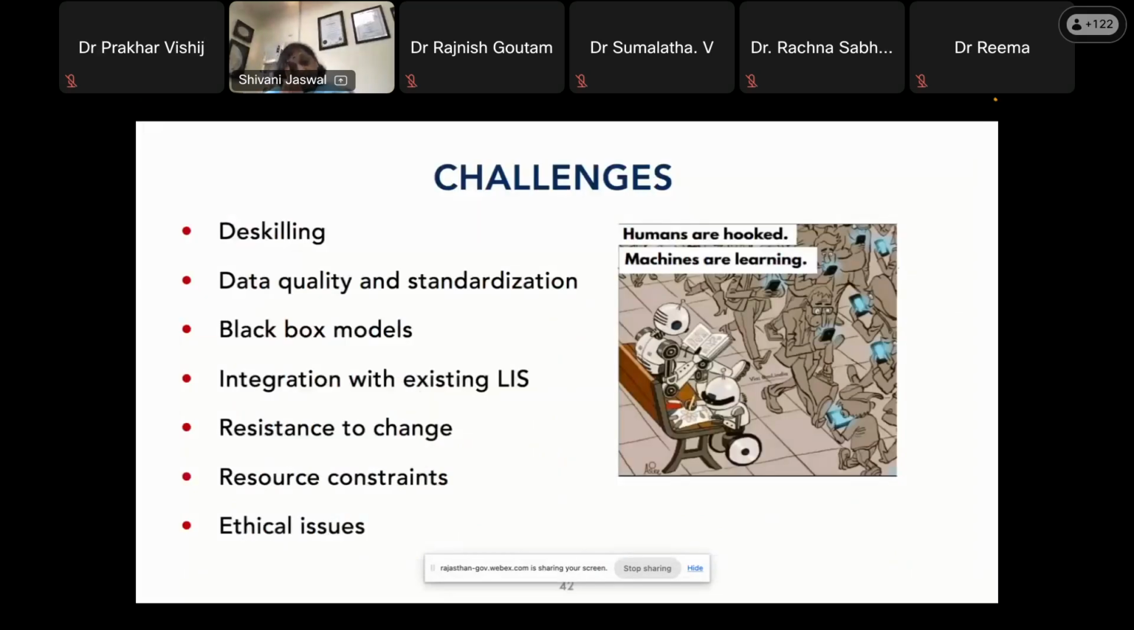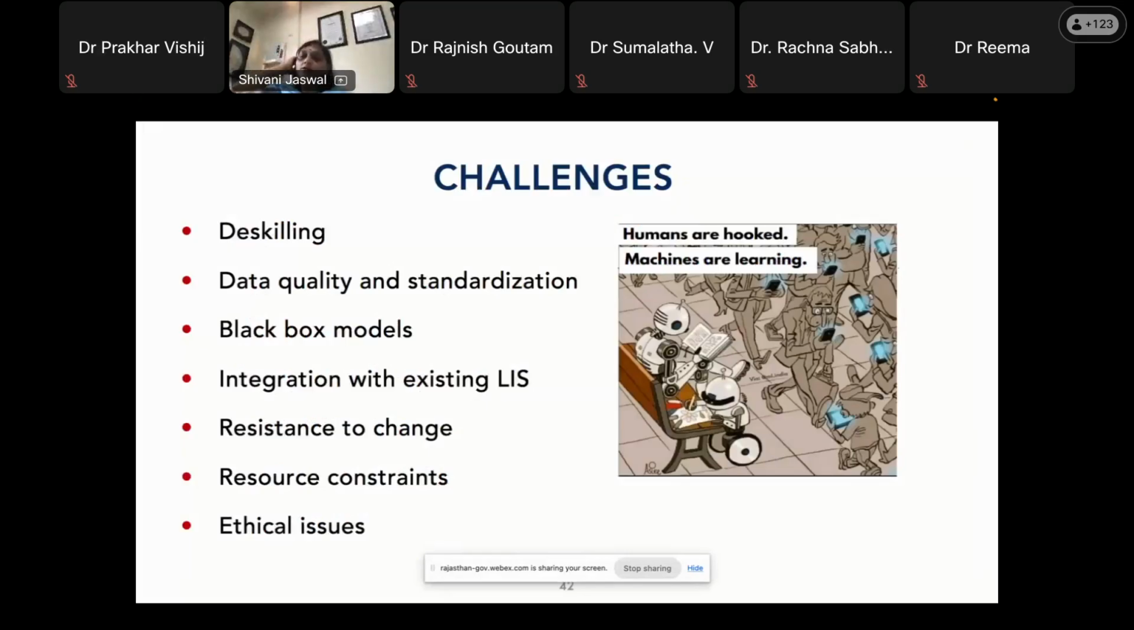So having looked at the various applications and also how we can utilize them to improve our laboratory work and laboratory diagnostics, it is also important to look at the various challenges before we can completely implement these tools in our daily practice. So the most important challenge is the deskilling.